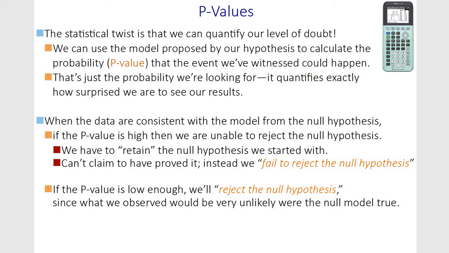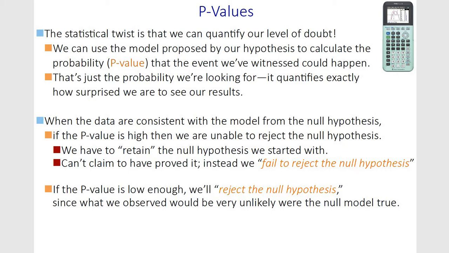Now, based on that probability, or that p-value, if the p-value is high, then we can't reject the null hypothesis, the original. If the p-value is low, we reject the null hypothesis and go with our alternative. It's very important that you say it these two ways: either you fail to reject it or you reject the null hypothesis.